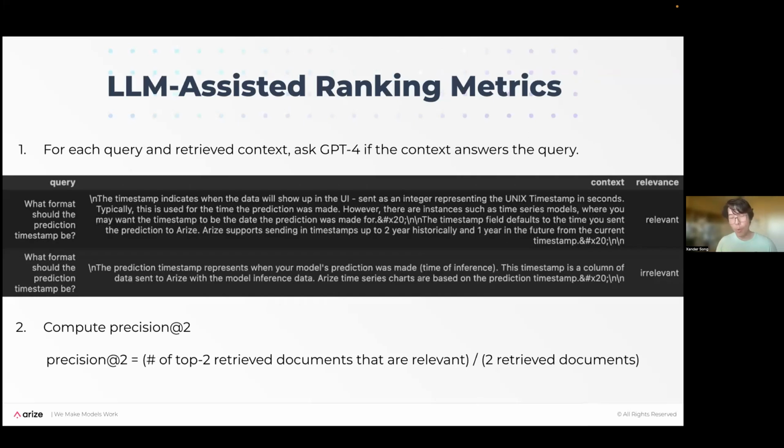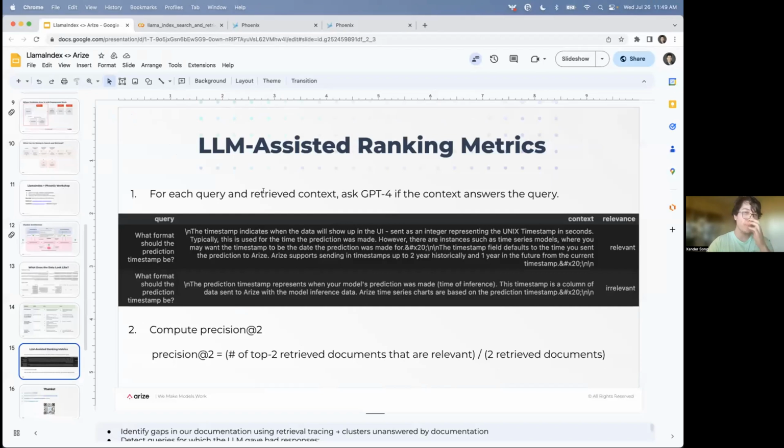And again, why do we care about precision at 2? If you have a 0 precision at 2, it means you're not doing a good job at that retrieval step, and your chatbot's not very likely to have an answer. Whereas if you have a non-zero precision at 2, you've at least got 1 relevant piece of context and potentially more to work with. So your chatbot is more likely to give you a good answer.